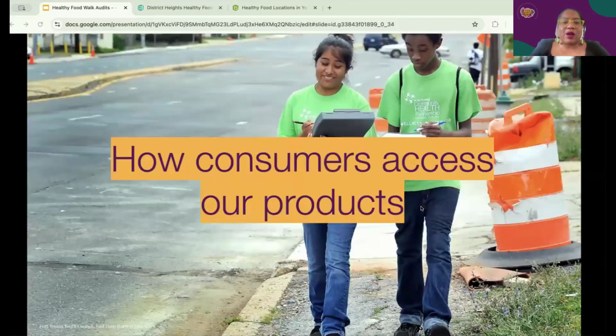Even how, of course, consumers access our products, right? How are people able to navigate their own communities to be able to get what they need from either their local grocery store or their local community garden?